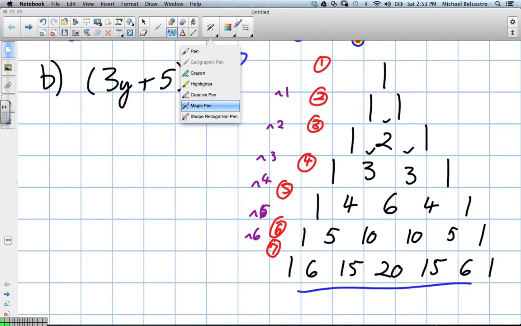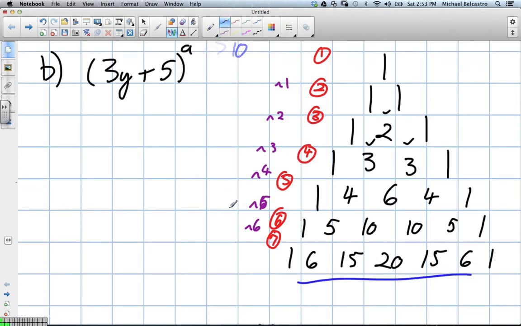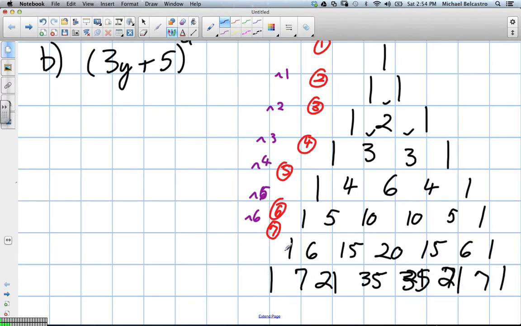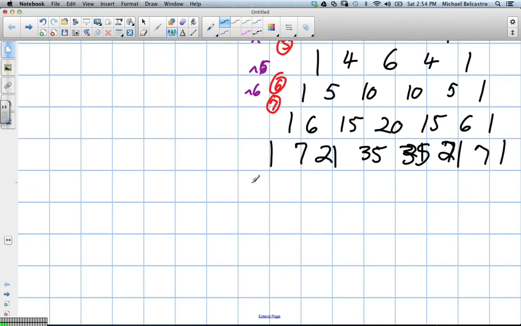So we're going to have to continue this pattern. How about you help me out with it here? We then go 1, 7, 21, 35, 35, 21, 7, 1. Okay, that's what, row 8? Here's 9. What's that going to be? 1, 8, 28, 56, 70, 56, 28, 8, 1.